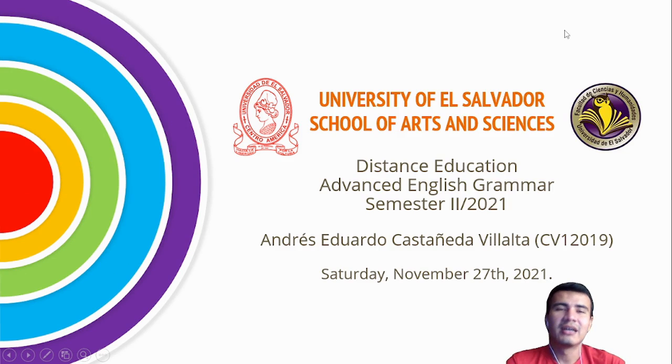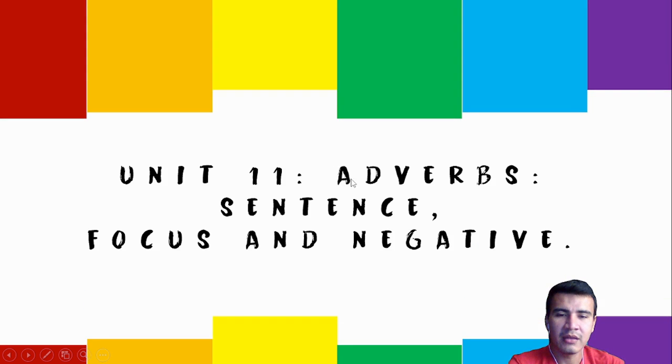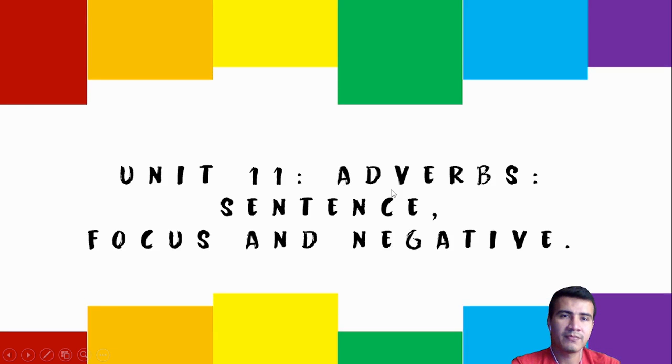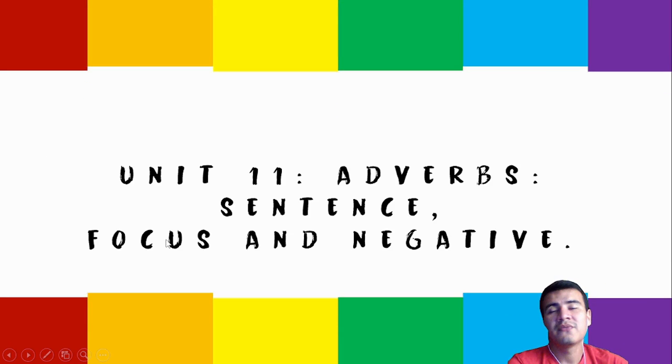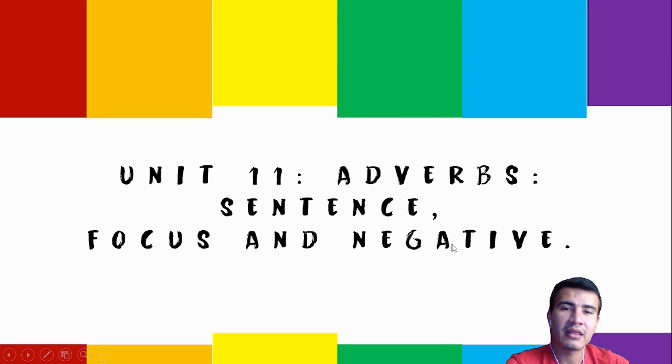Thanks for watching. In this video, I'm going to talk about my final exam presentation of Advanced English Grammar. It is a presentation about Unit 11 from the Focus on Grammar 5 English grammar book. Unit 11 is about adverbs, and we have three kinds of adverbs: sentence adverbs, focus adverbs, and negative adverbs.